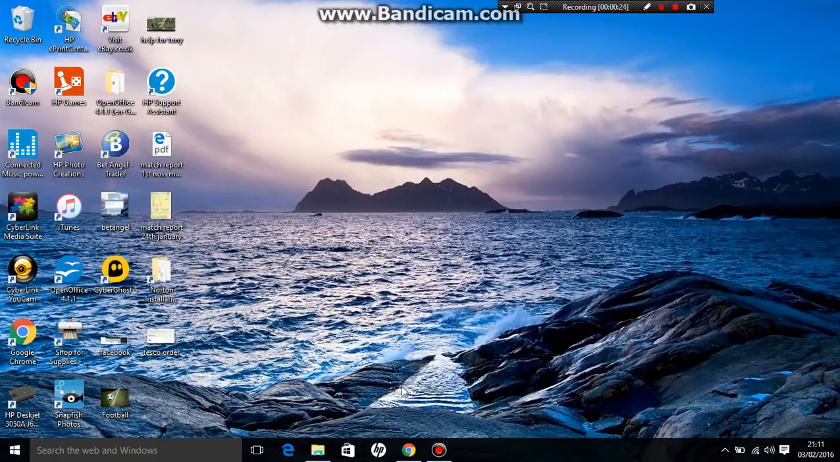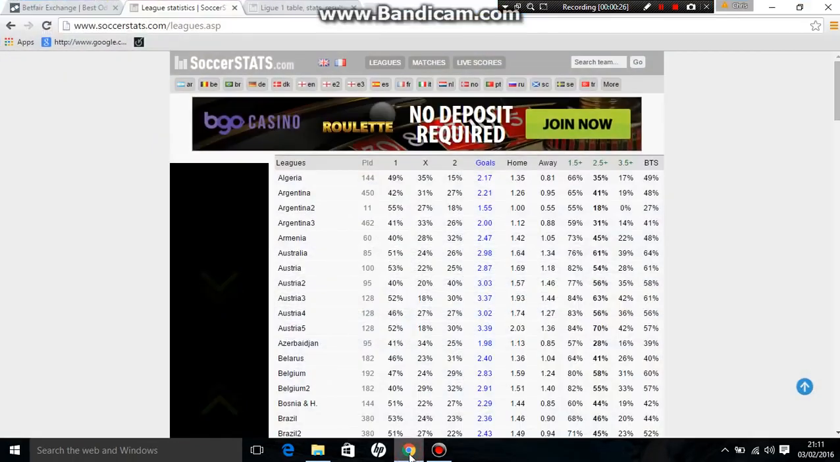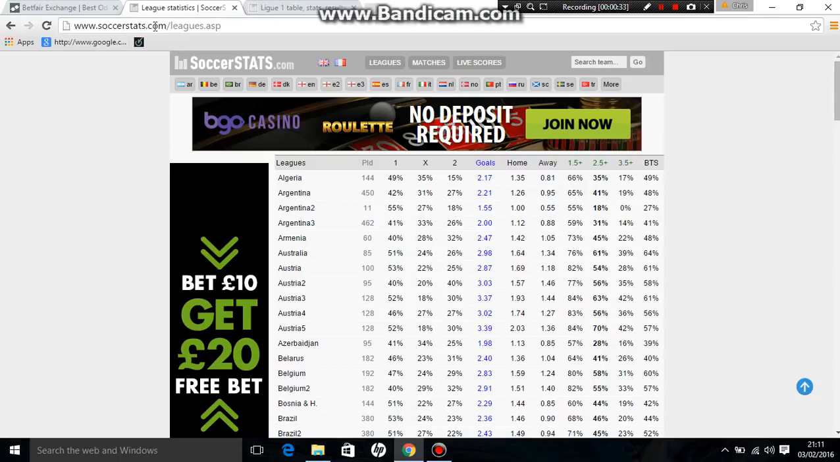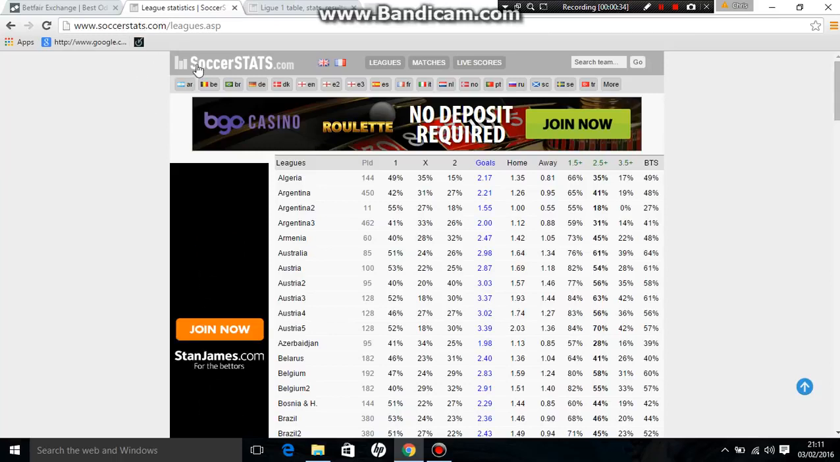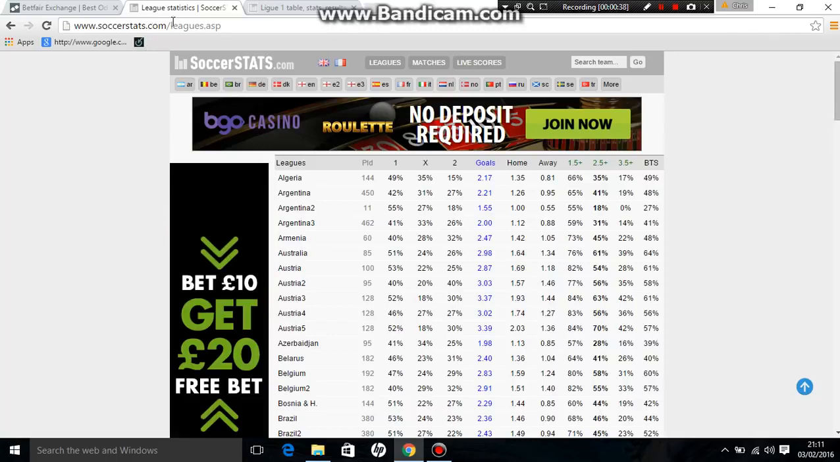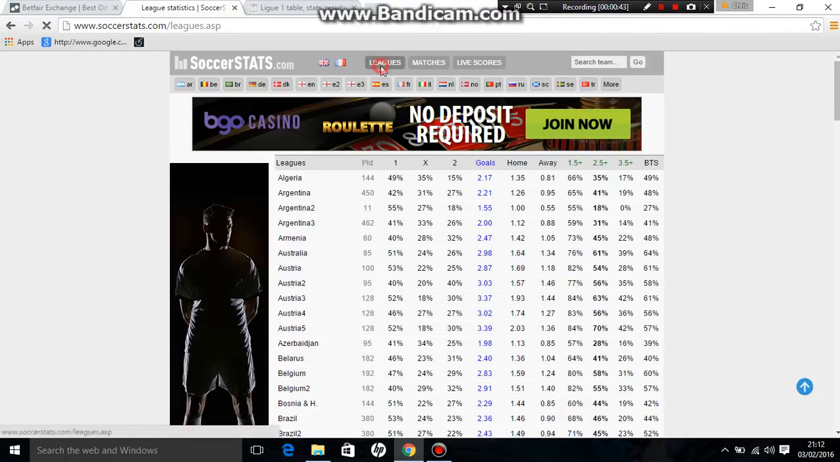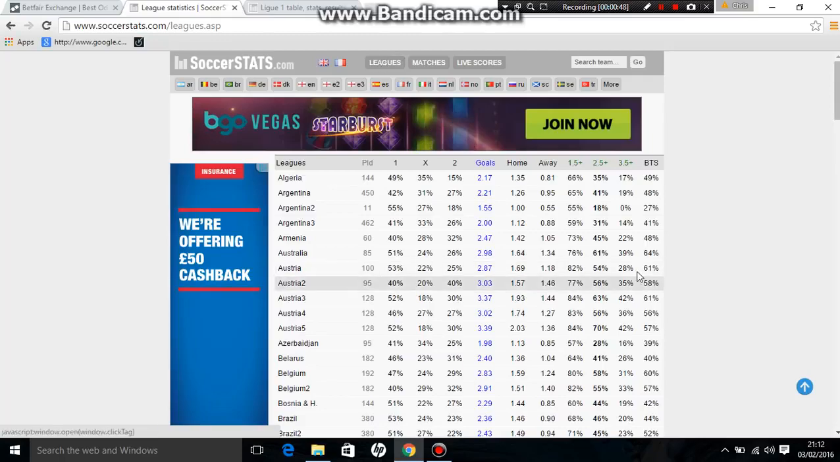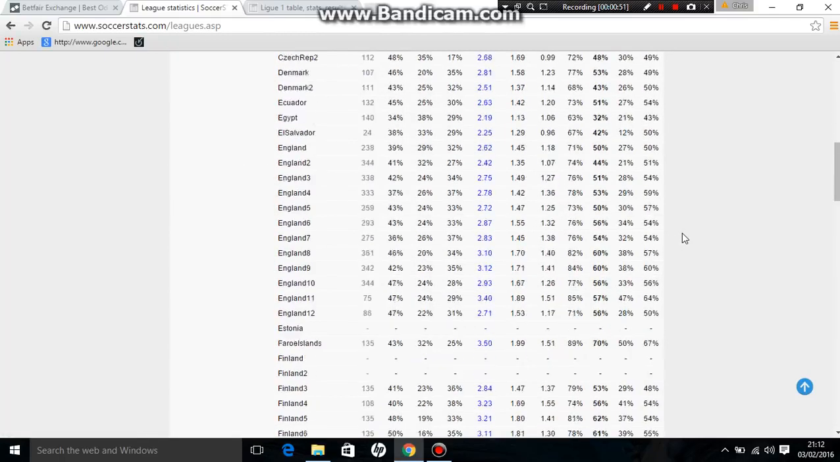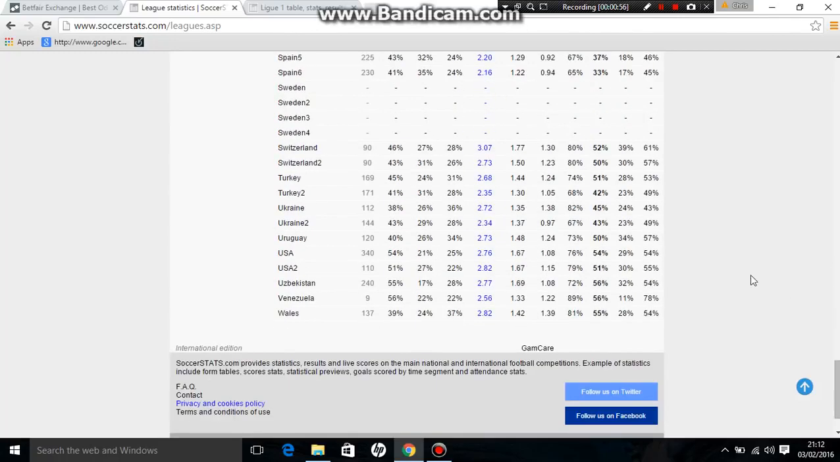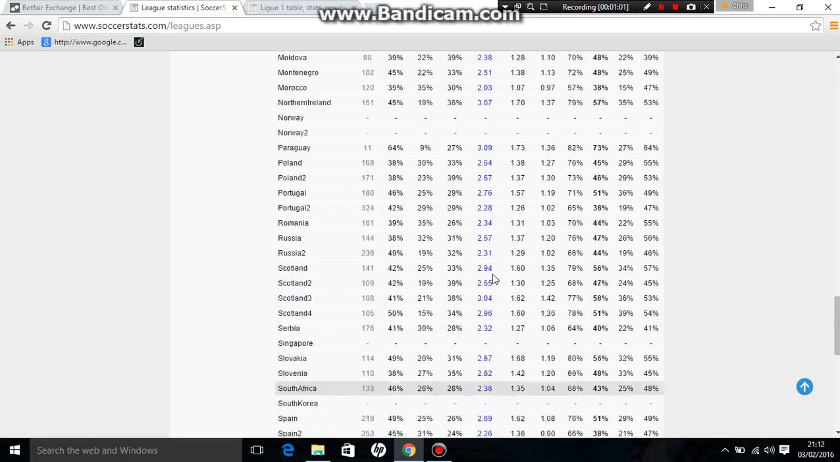So first of all, I'm going to open up my Explorer. And we want to go to a site called soccerstats.com. That's soccerstats.com. When you're on that site, this page won't come up first of all. You have to click leagues. There's leagues there at the top. And now you'll see all of the leagues, not only in Europe but the world. There's some in Japan, Uzbekistan, Venezuela, USA, Ukraine, all over the world.